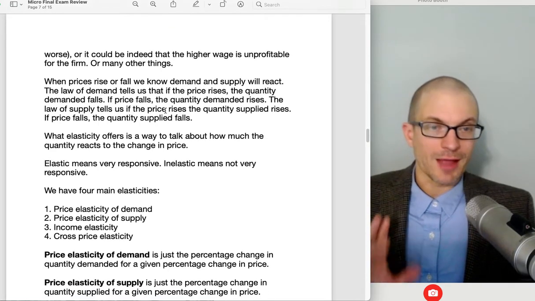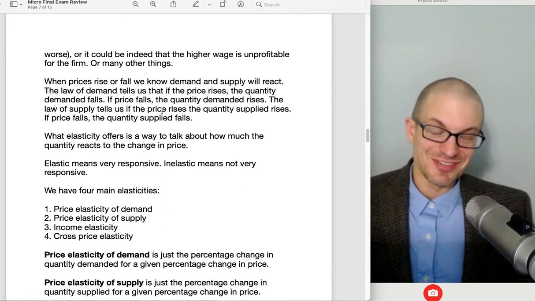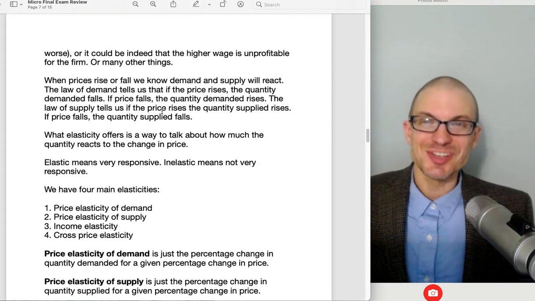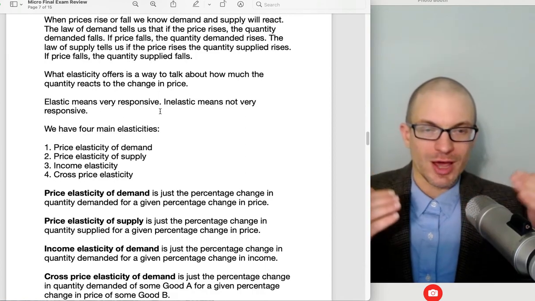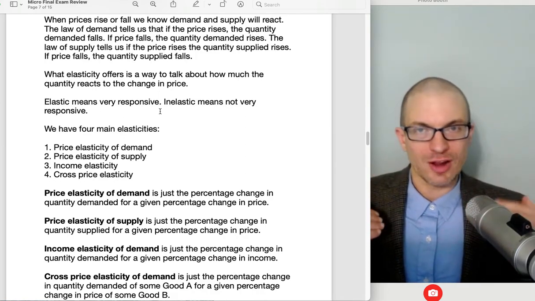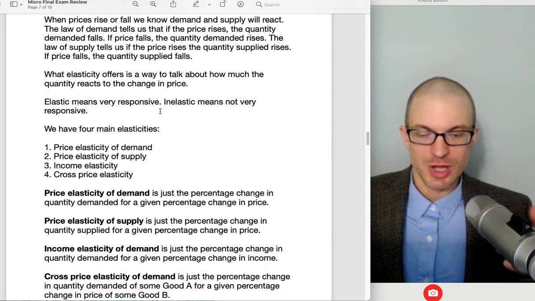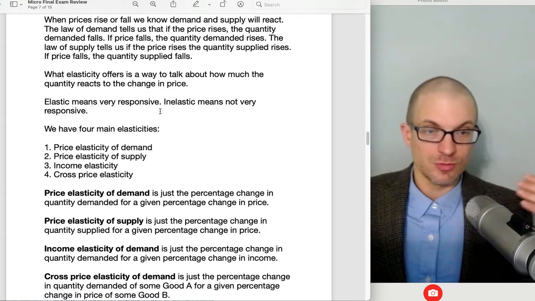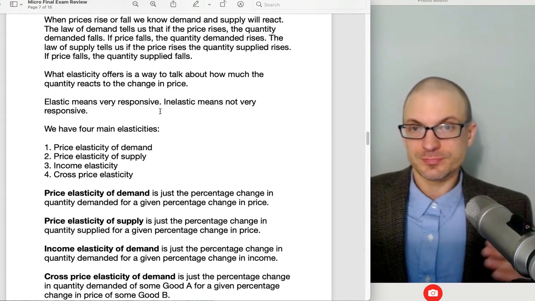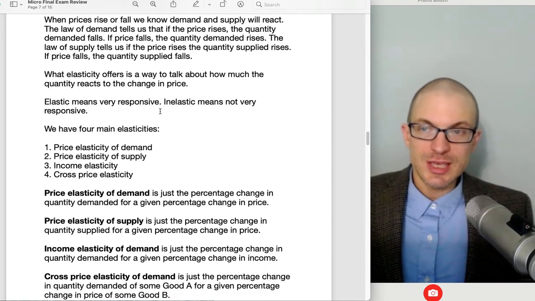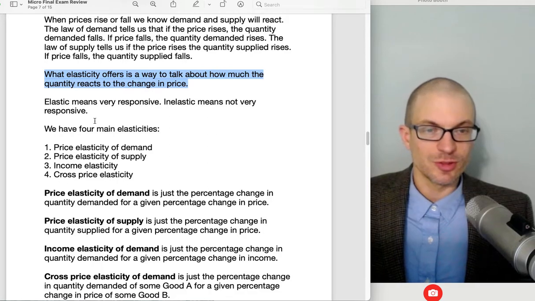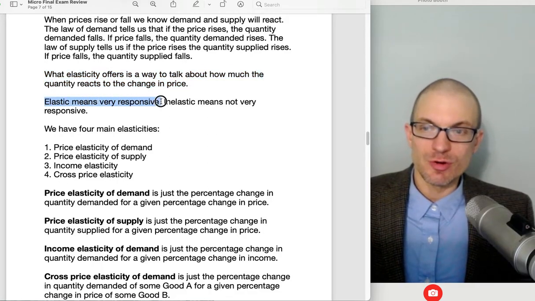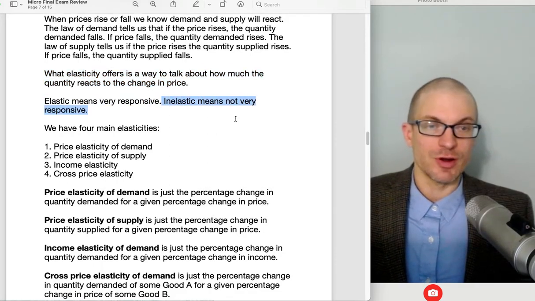Now, going back to the original supply and demand model, actually we could talk about elasticity in the context of the factor market, but when we know prices rise or fall, we know what direction of quantity is going to result. So if price rises, we know the quantity demanded falls. What elasticity gives us is above and beyond how much the quantity is reacting to the price. So elastic means very responsive, inelastic means not very responsive.